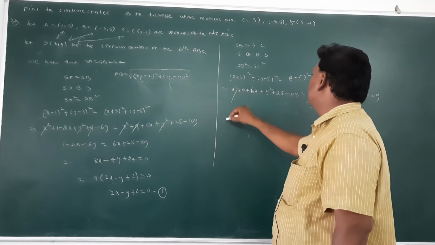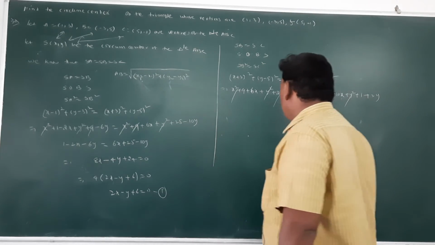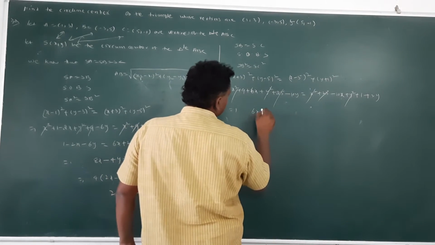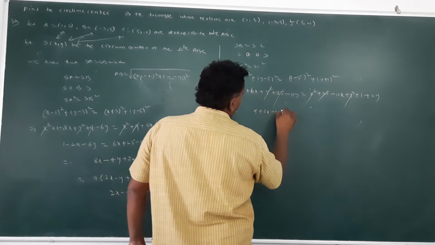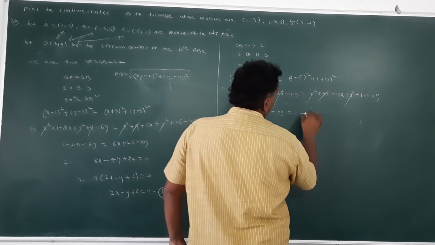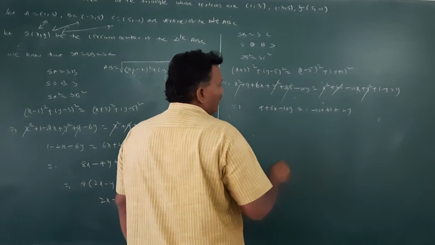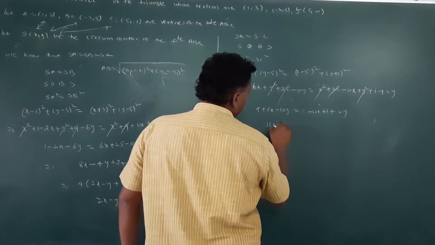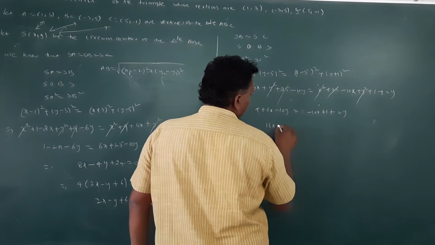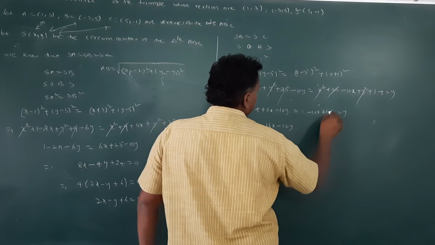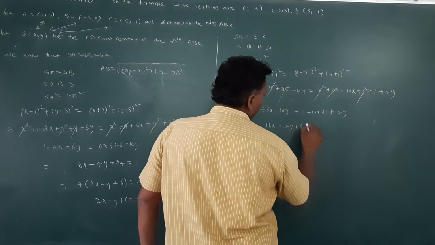x square cancels, y square cancels, again 25 cancels. Remaining terms: 9 plus 6x minus 10y is equal to minus 10x plus 1 plus 2y. Minus 10x goes to the left side: 10x plus 6x, 16x. Plus 2y goes to the left side as minus 2y: minus 10 minus 2, minus 12y. Next, plus 1 goes to the left side as minus 1: 9 minus 1 is equal to 8.